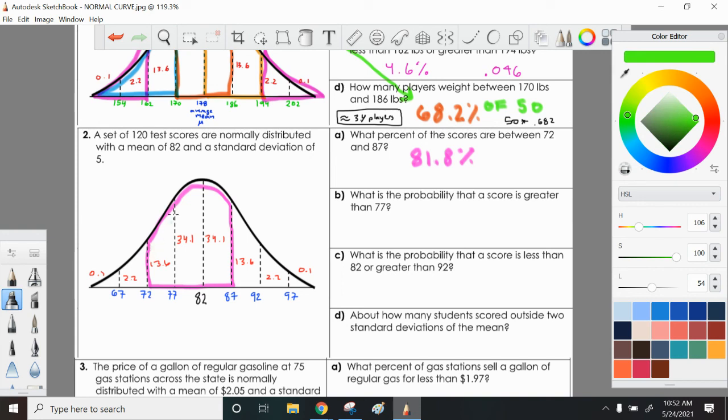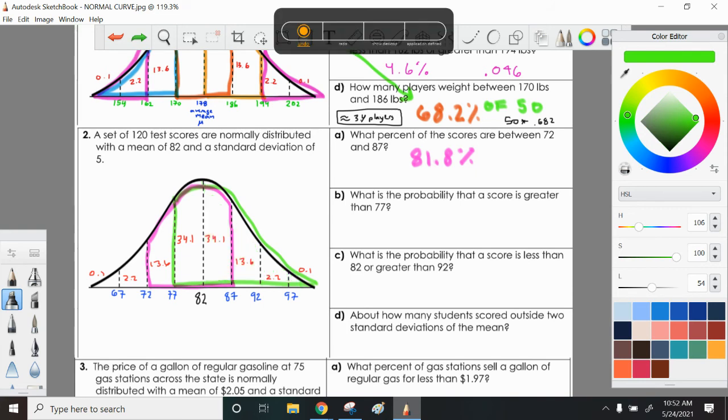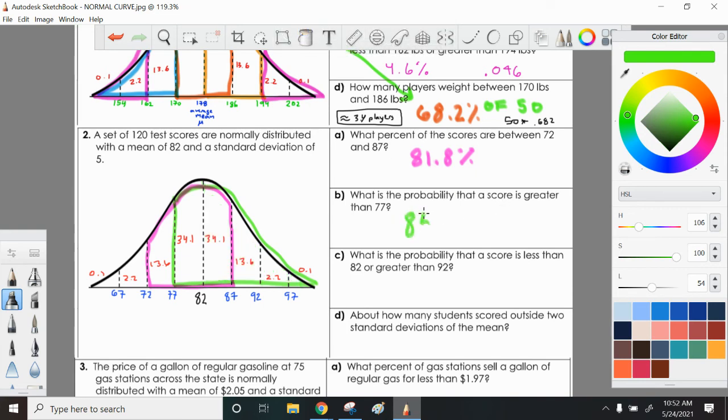What is the probability that a score is greater than 77? 77's right here. Greater than that would be everything over here. And you'll start to get the hang of this. For this question, I know that the entire right side is worth 50%, because there's 50% of people on the right and 50% of people on the left. And so I just need to add 34.1 to 50% because that's the only part on the left side. So anyways, what I would get is 84.1%. But again, it's asking for probability, so just make sure that you understand that these are kind of the same thing.